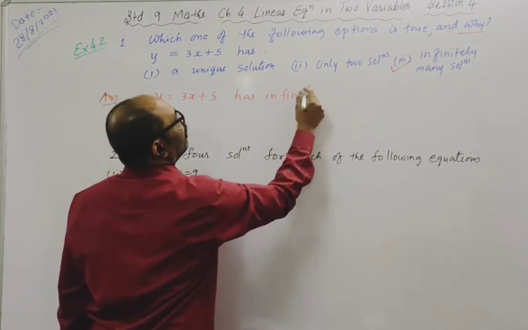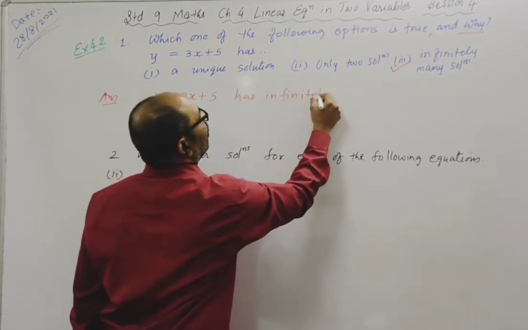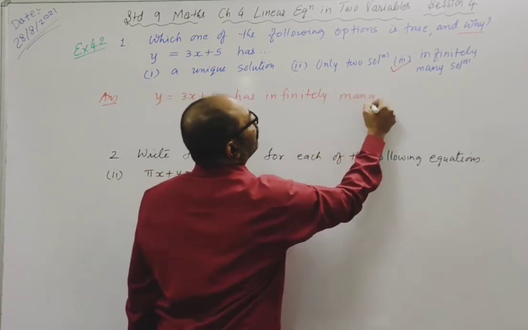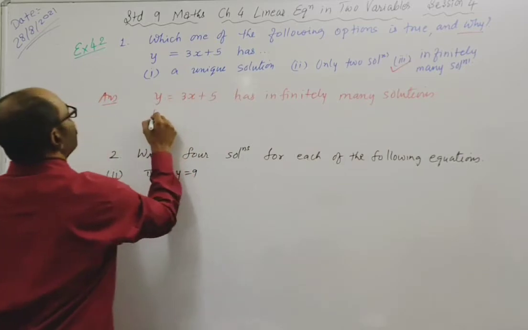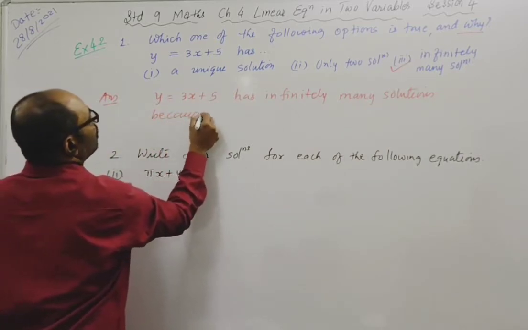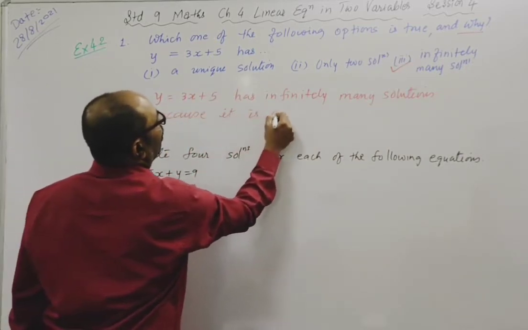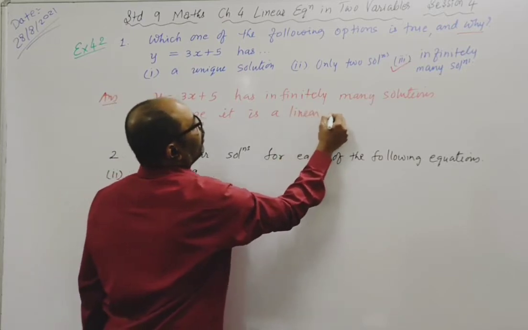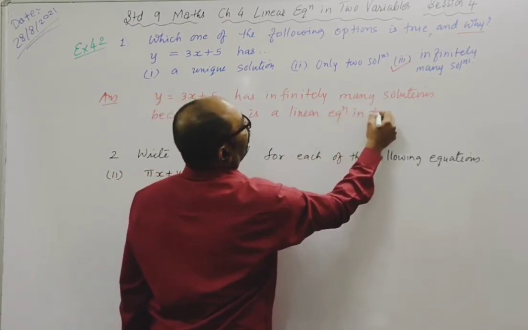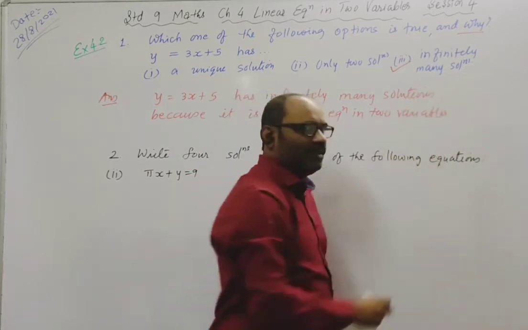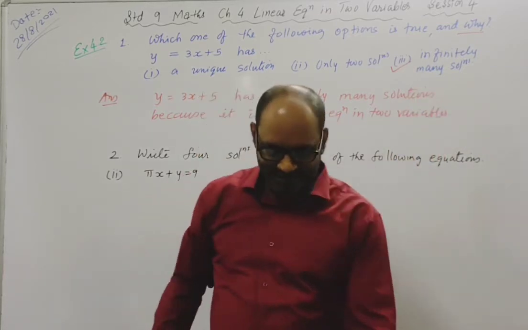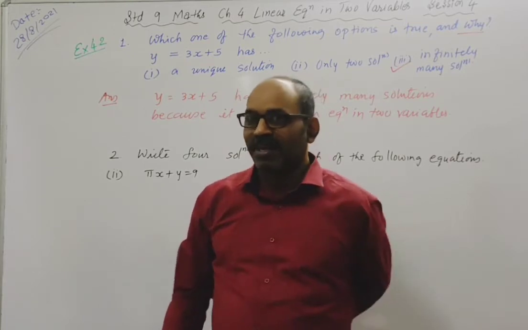infinitely many solutions because it is a linear equation in two variables. That is the reason. Got it? Check. Moving on to the next one.